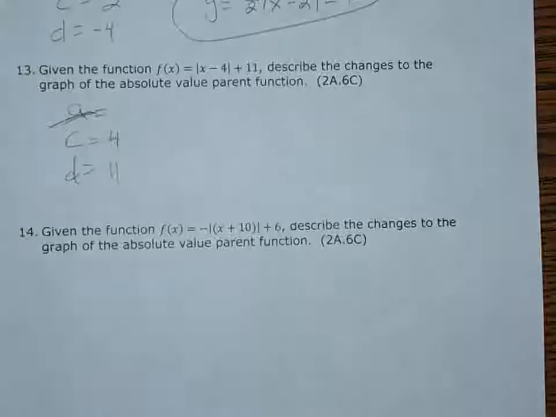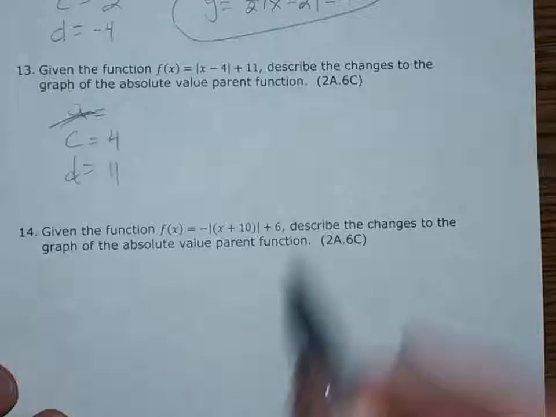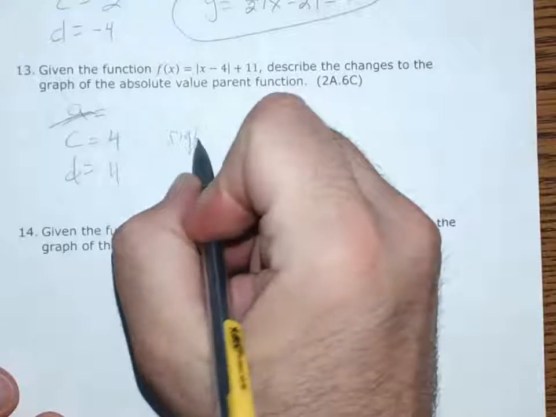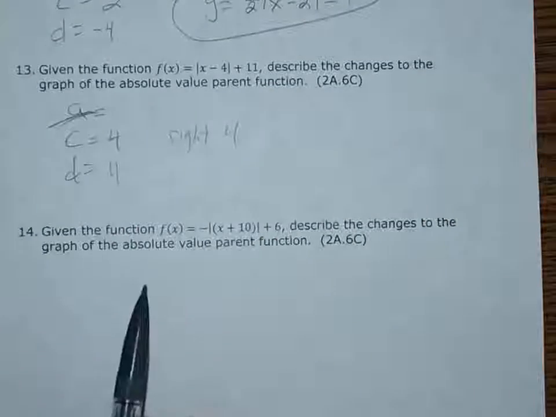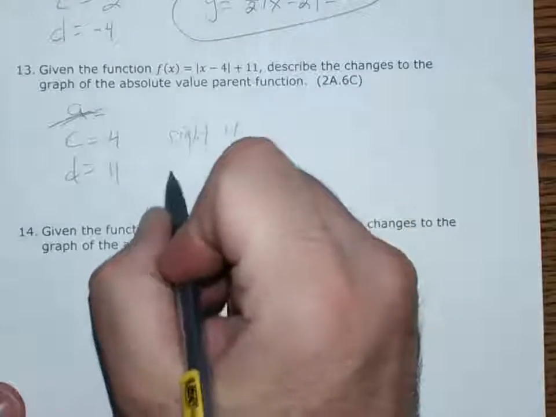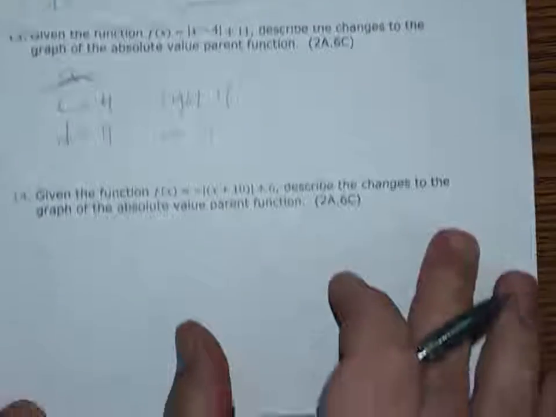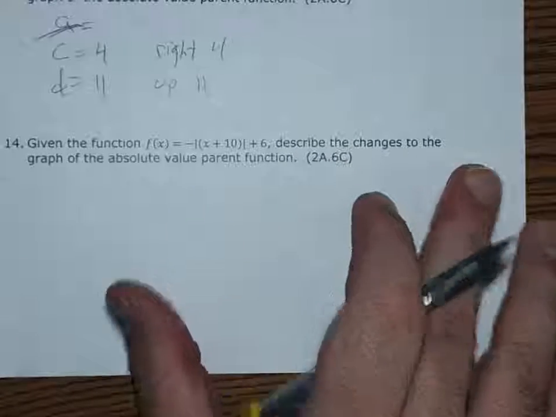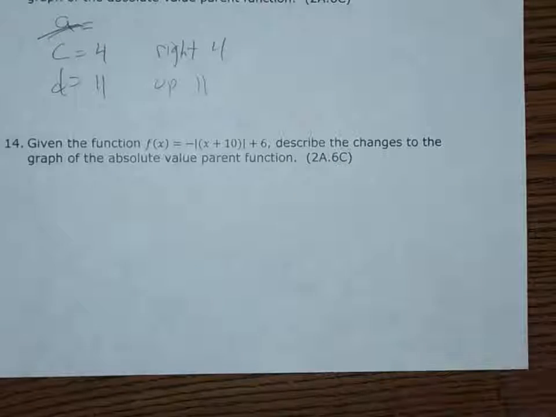So we'll need to interpret those. C handles left and right. A positive value means we're going right, so this is going to be right 4. And then D handles up and down. A positive value will be up, so this is going to be up 11. It is just that easy. I know, crazy, right?